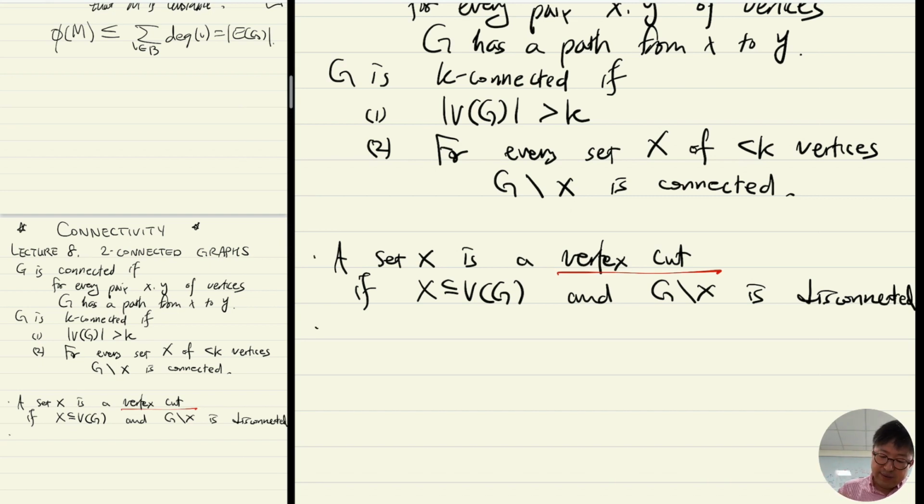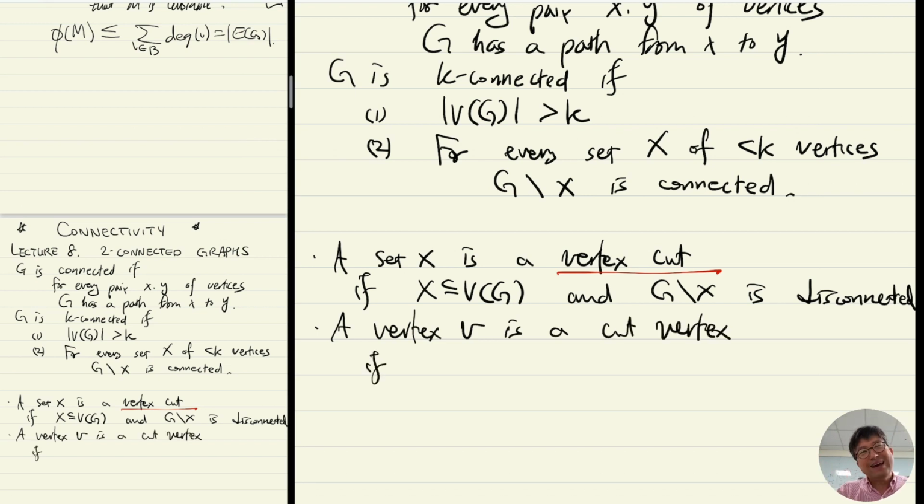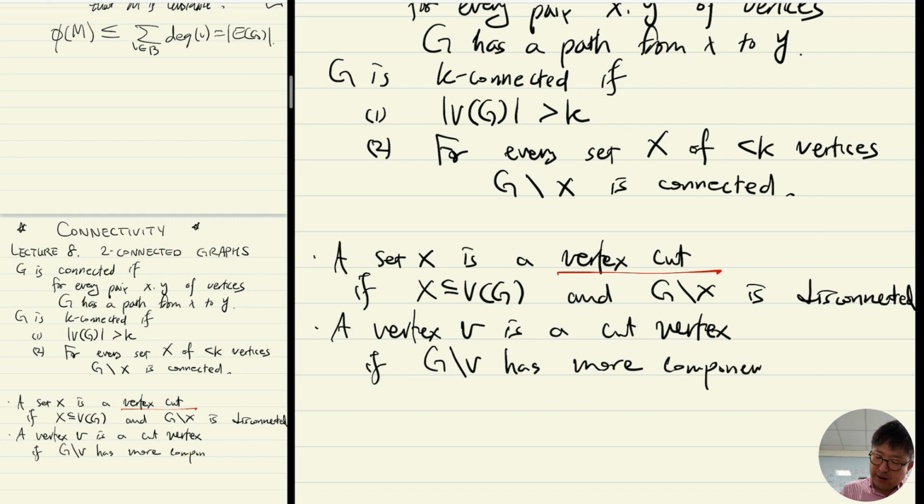And we have seen the definition of cut vertex. A vertex v is a cut vertex. We could say that a vertex is a cut vertex if G delete v is disconnected, but to cover more general cases, we say that G delete v has more components than G. All right.